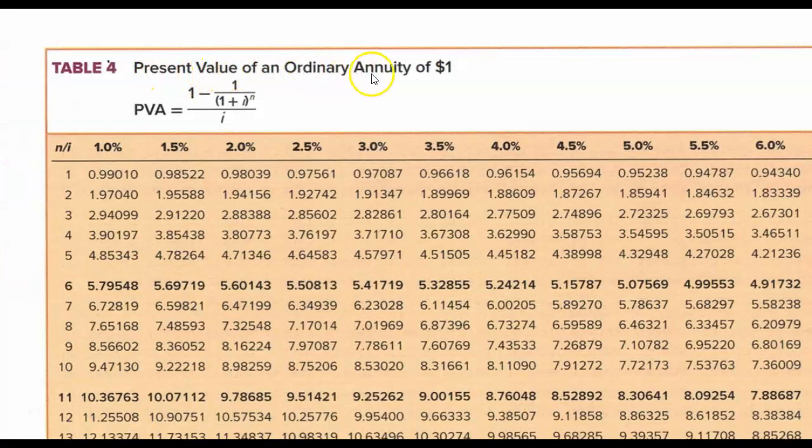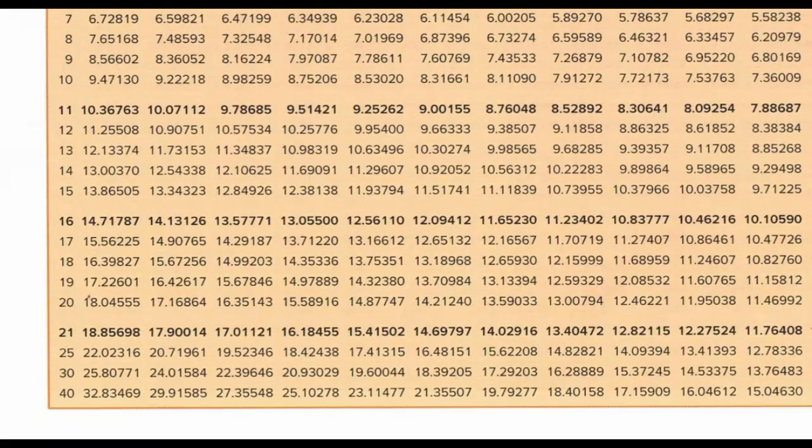Present value of an ordinary annuity, where I equals 6% and N equals 40, is 15.04630.